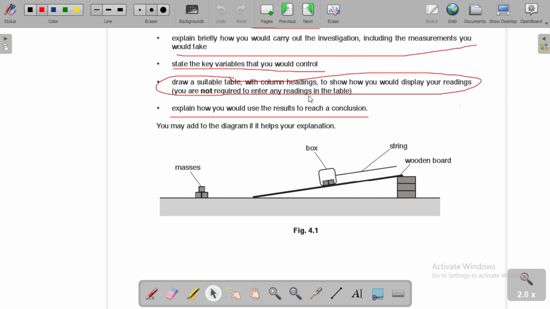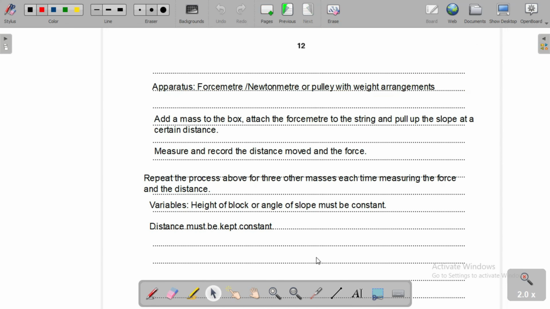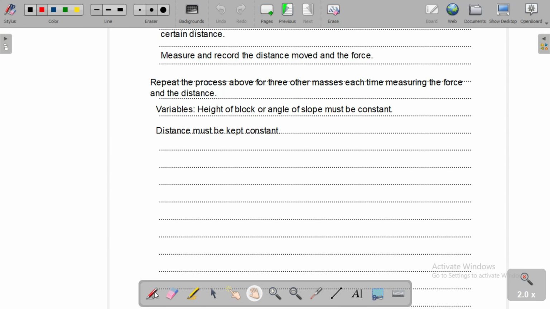Draw a suitable table with column headings to show how you will display your readings. You are not required to enter any readings on the table. We just need to draw the table. So here you go. Let's draw our table. Okay, let me bring this one up. You have our table here.